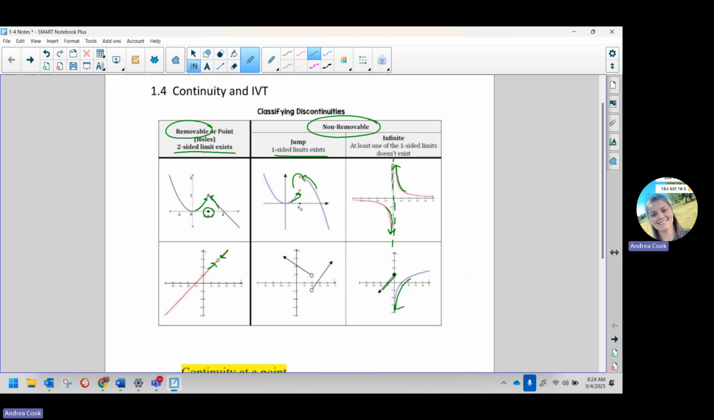Sometimes multiple choice questions will ask, what type of discontinuity does this graph have? And you have to say removable, non-removable, things like that. So you do need to be familiar with those definitions.